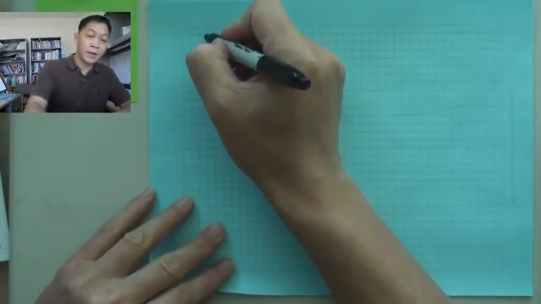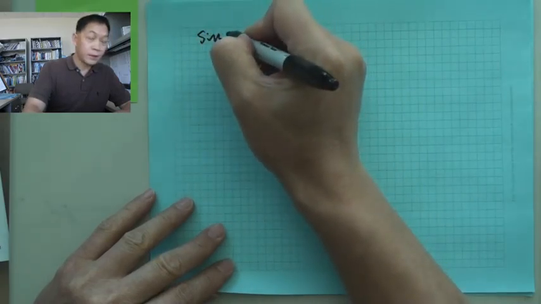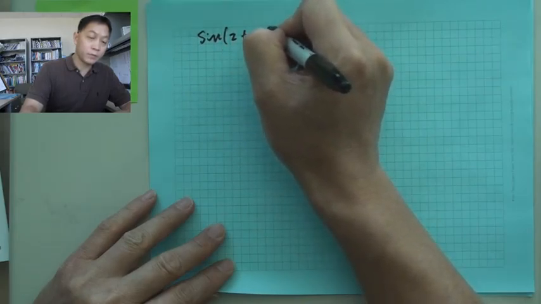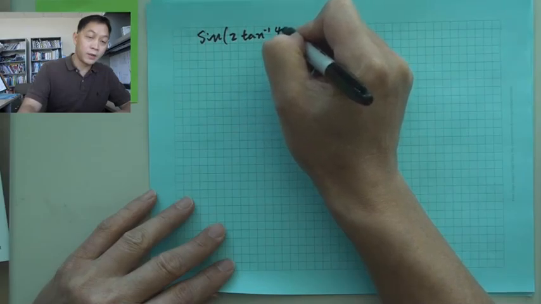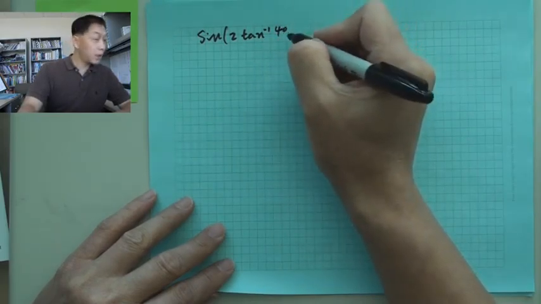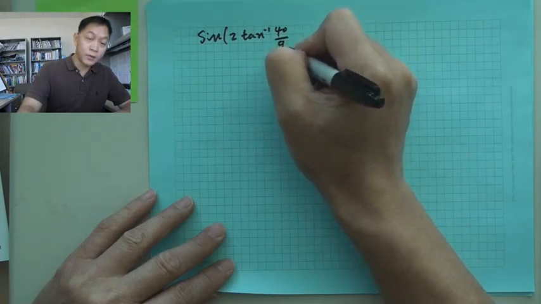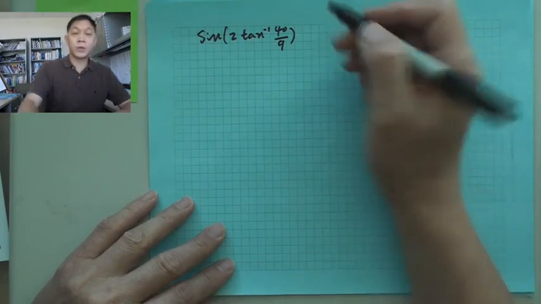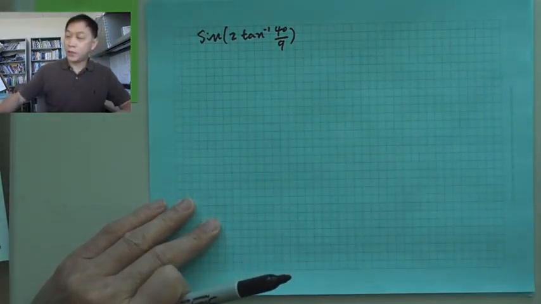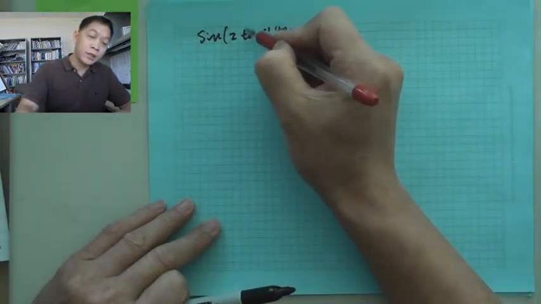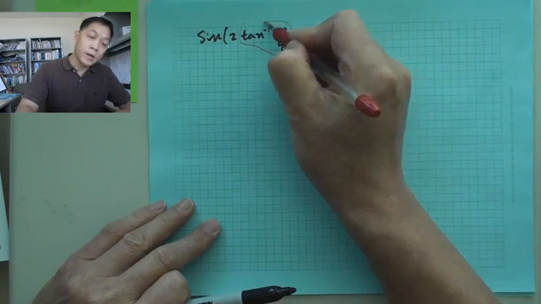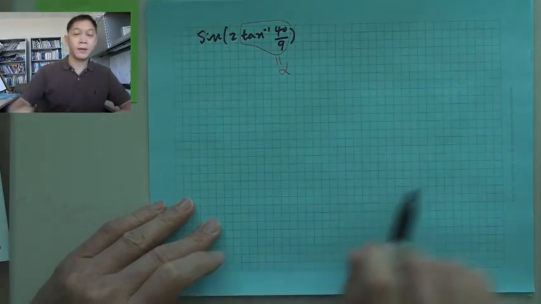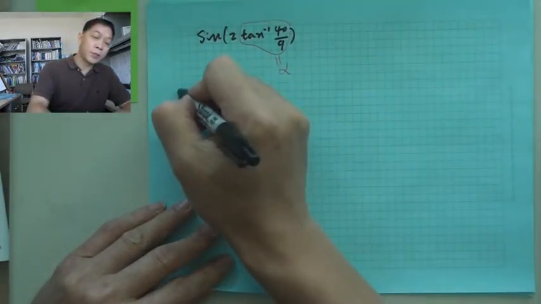First one is sine of 2 times tangent inverse, and here you have 40 over 9. Sounds very scary, but once you see tangent inverse, you know this is the angle. This angle we like to say is alpha. Okay, so let's put a solution here.